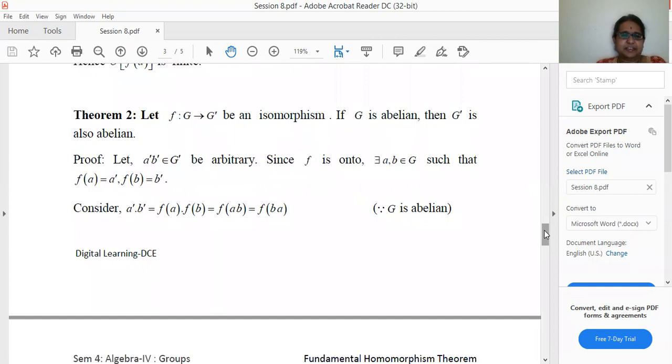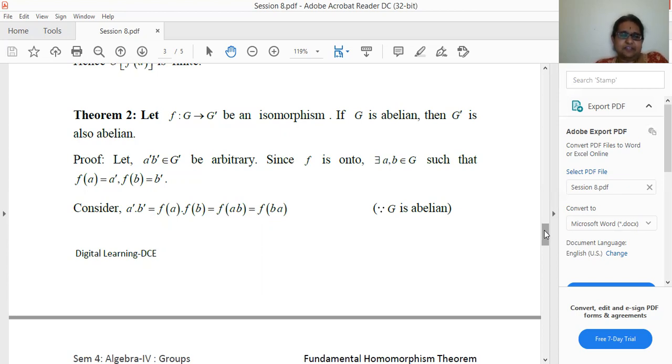If G is abelian, then G dash is also abelian. So what is given here is f from G to G dash is an isomorphism. Suppose G is abelian, that is the commutative property is satisfied in G, then the commutative property should also be satisfied in G dash. That is, for the elements of G, the commutative property holds. The commutative property should also hold for the images of those elements.